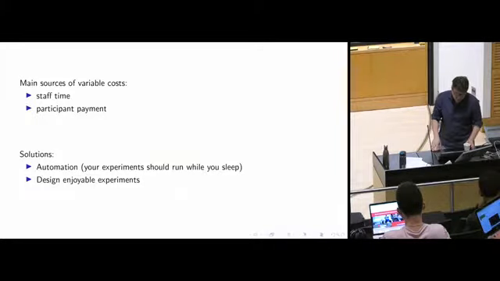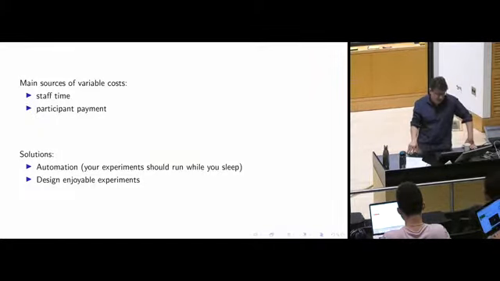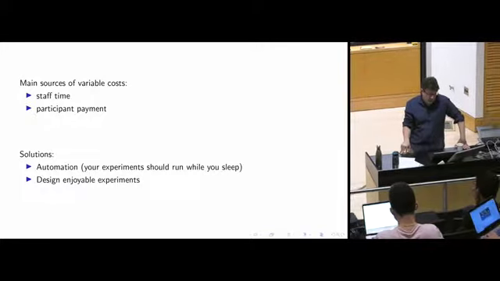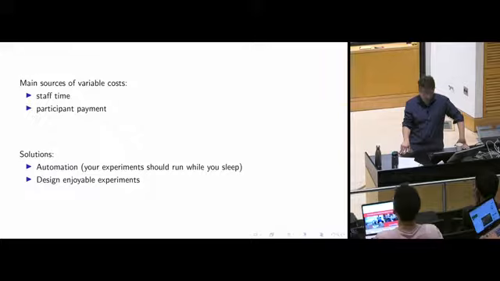So if you want to eliminate those sources of variable cost, you want to do automation to eliminate your staff time, and you want to design enjoyable experiments so that the participant payment costs you nothing.